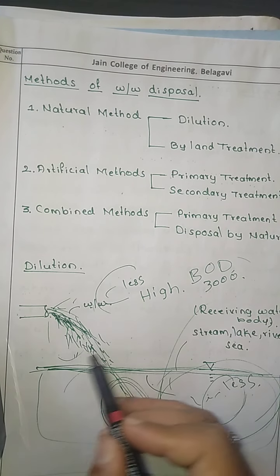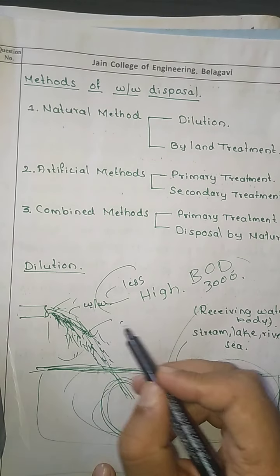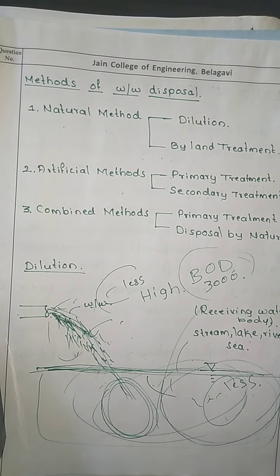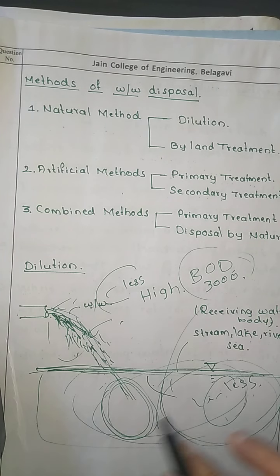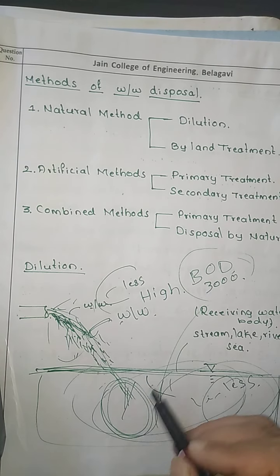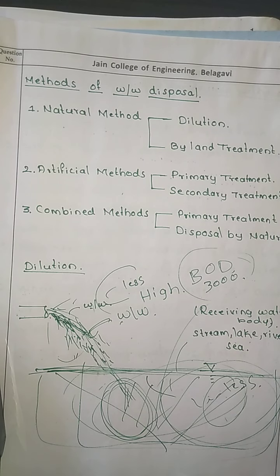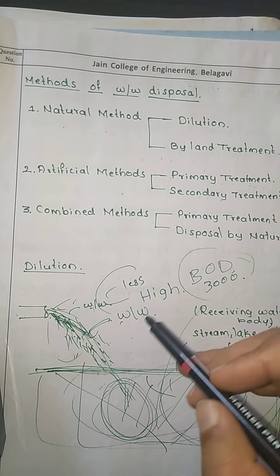Now what is going to happen here? The mixing of both waters is going to happen, and the concentration of the wastewater is going to get reduced. Proper mixing of the wastewater is going to happen with the receiving water body, which might be less polluted, very low polluted, or not polluted. When such clear water mixes with the wastewater, the concentration of the wastewater is going to get reduced as they mix with each other. So what is dilution here?